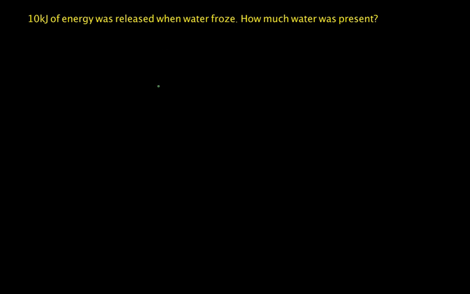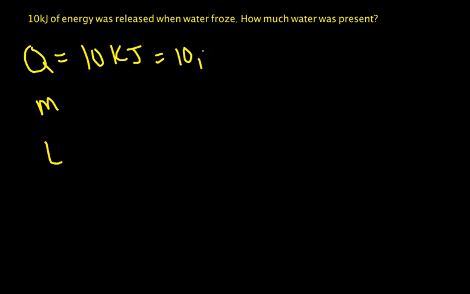All right, let's do another one. We got 10 kilojoules of energy released when water froze. How much water was present? So this one's a little bit different. We're going to be looking for a mass. We're looking for how much water is there. So our energy is 10 kilojoules, which is 10,000 joules.